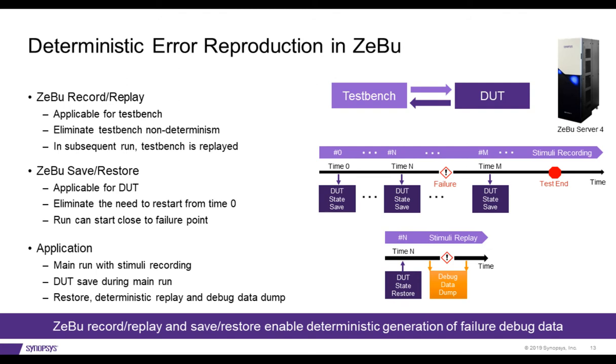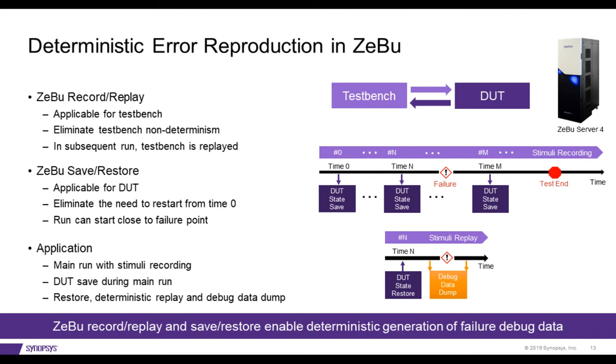When you're doing the main run, you're going to do the stimuli recording on the test bench and DUT interface. As the test case is progressing and as the time is moving forward, the test bench activity on the DUT interface is recorded, and that is being shown as number 0, number n, number m, etc. in this picture here. The second thing that we are doing while doing these runs is that we are also periodically storing the entire DUT state in a database.